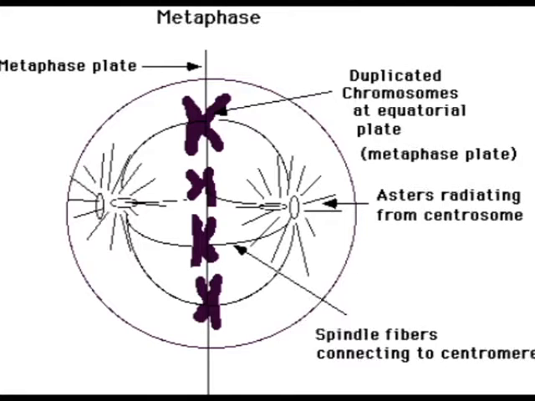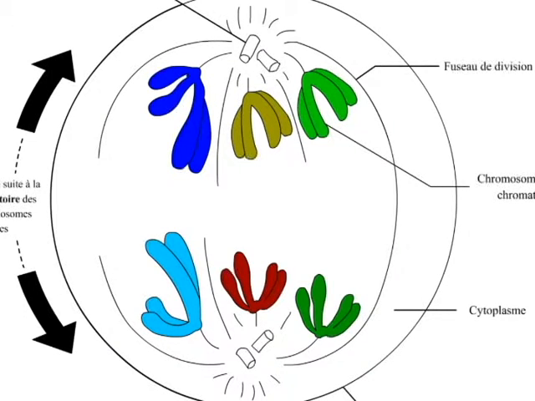And in this stage, chromosomes line up in the center of the cell, and the spindle fibers connect the chromosomes to the spindle apparatus. After that is anaphase, and this is the third stage of mitosis, and this is when chromosomes are pulled apart into chromatids by the spindle apparatus, and they're pulled to the opposite ends of the cell.